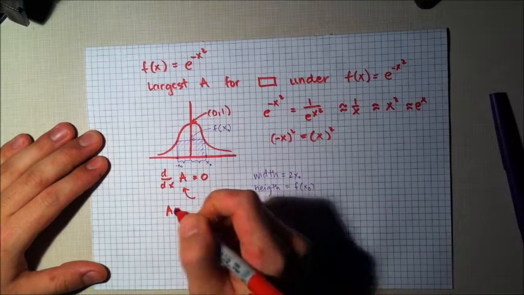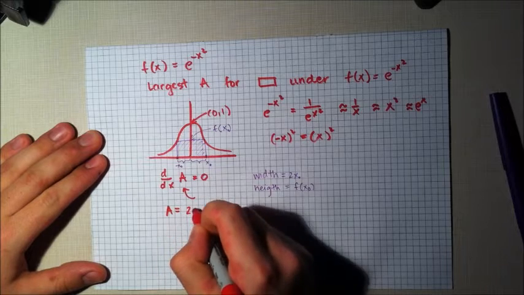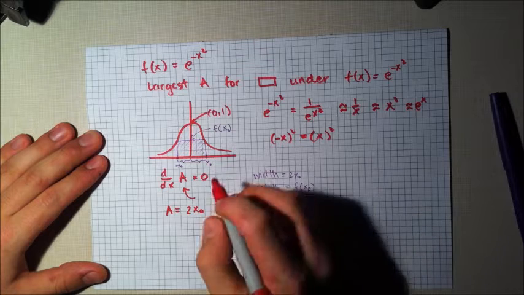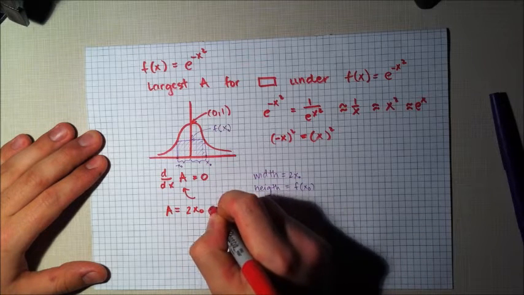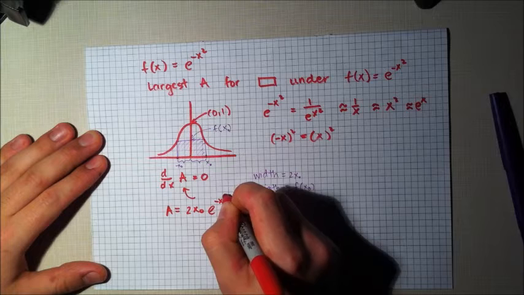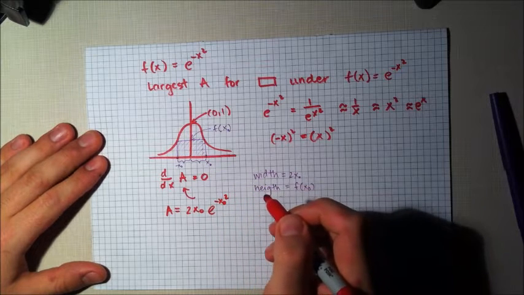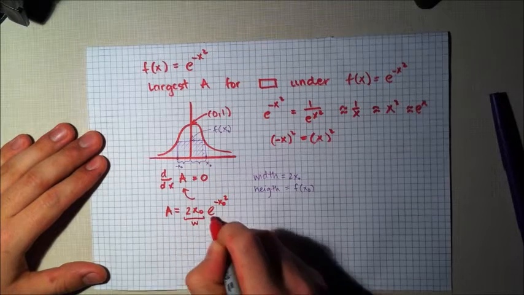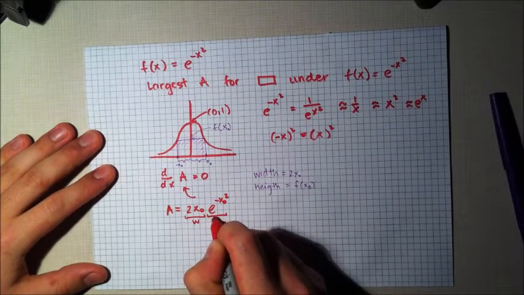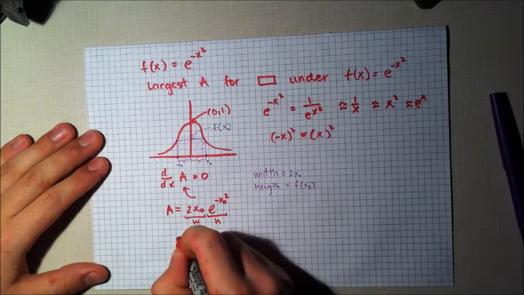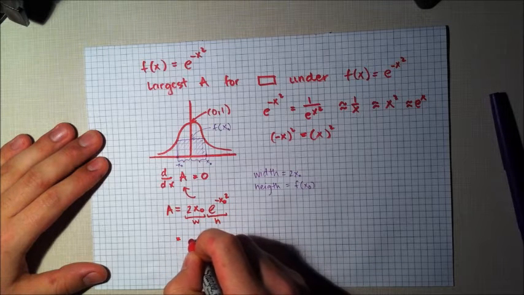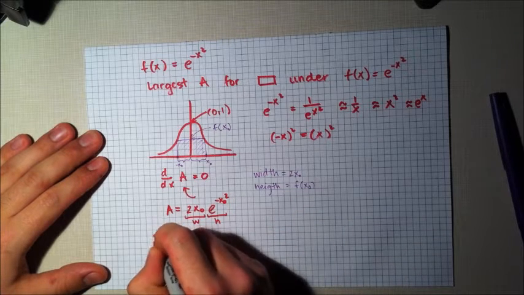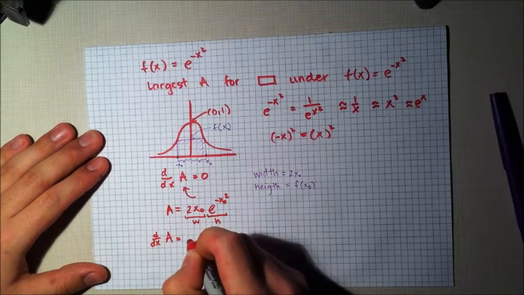Formula for area equals 2x naught times the function at that value. So that'd be e to the negative x naught squared. Alright. This is width times height. Alright, if we want to expand on this, we're going to see that it's... Actually, no, we don't need to expand. What am I saying? Now let's take the derivative of that with respect to x.